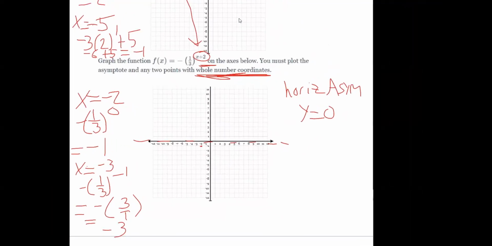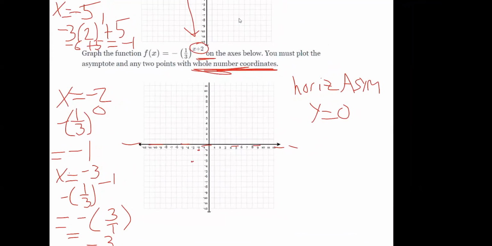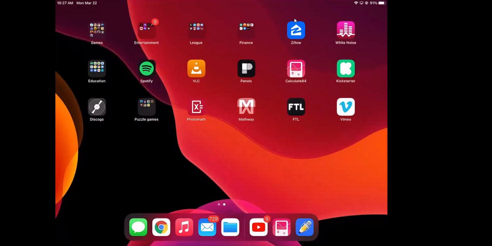So we'd have -3, -3. And then if you can kind of see, your graph's going to get closer and closer to that asymptote, then it's going to kind of go almost straight down. Like it's going to get really small really fast. But like I said, you can also use your graphing calculator to get some points.